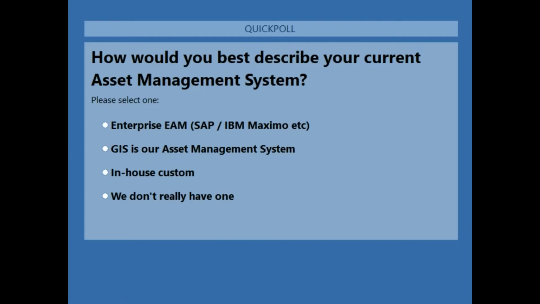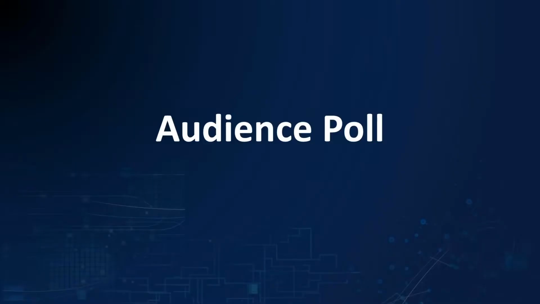The first question is really for us to understand what is your current asset management system that you're working with today. I just want you to select one option. The first one is, do you have an enterprise asset management system? This may be something like an SAP or an IBM Maximo, etc. Are you currently using your GIS as your asset management system? Do you have an in-house or custom one, developed in-house over the years to meet your requirements? Or you really don't have one at the moment, and you're looking to explore asset management options through the systems that are available. We'll give you another couple of seconds to see the results. As I said, just select the one.